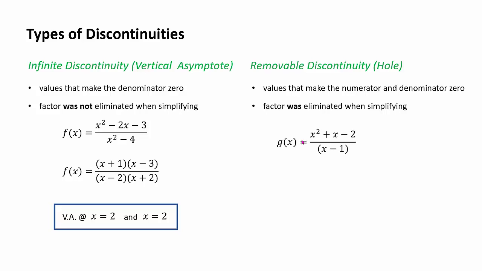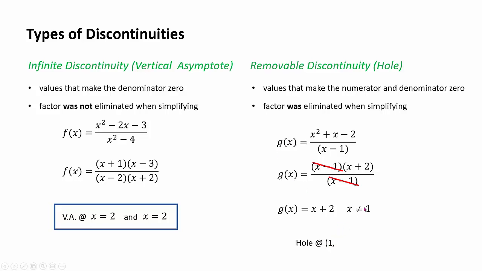So here's one that we have that can factor, and we can see that the x minus 1s are going to cancel, leaving us with just an x plus 2 and a restriction that x can't equal 1, right? These are very different types of discontinuities. We now know that there's going to be a hole. Now let's talk a little bit about how we figure out exactly where that hole is.